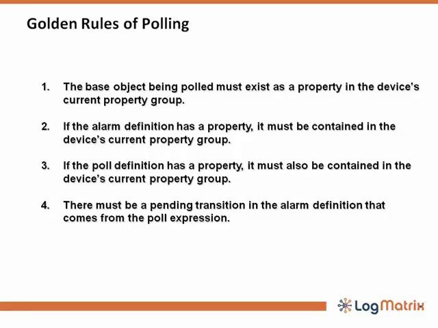Does the alarm have a property assigned? If it does, then I have to have that property in the property group. But if it's no prop, then move on to the next rule. Does the poll have a property assigned? If it's no prop, move on. But if it has a property, then you must check to see that that property is in the list of properties for the property group the node is assigned to. And the final one is a must. The base object must be in the property group. The base object of the poll must be in the property group of the node that you're looking at.